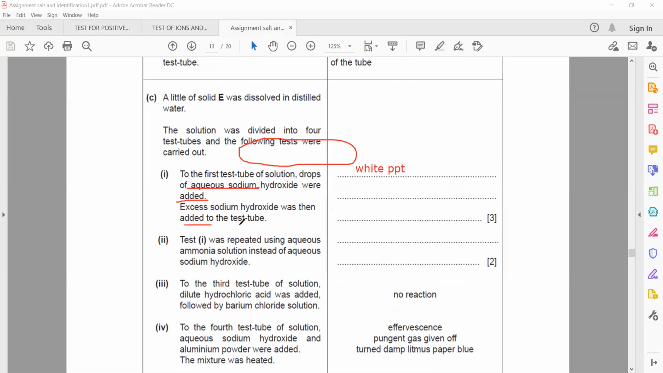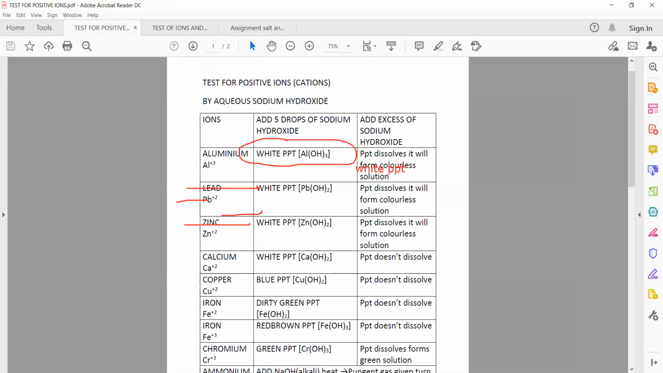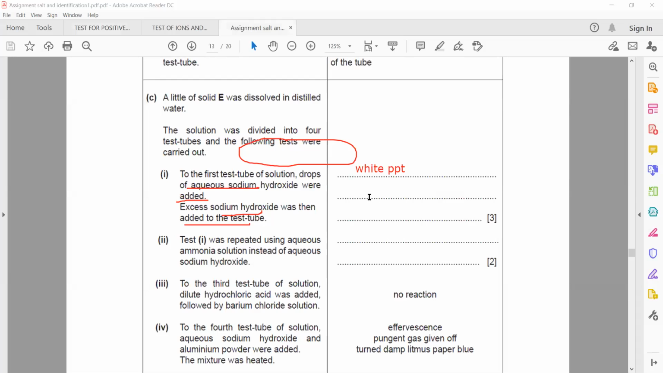Excess of sodium hydroxide: I add more than enough sodium hydroxide, which later on dissolves to form a colorless solution. So what we'll observe, when we add more than enough sodium hydroxide, is the white PPT dissolves and forms a colorless solution.